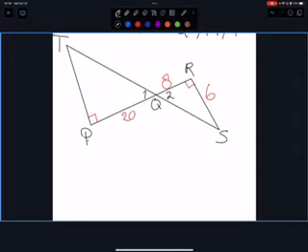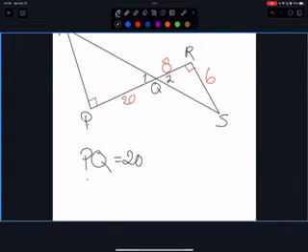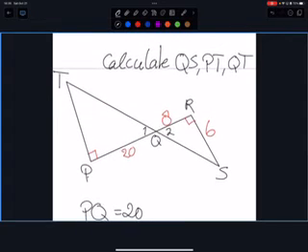So PQ is 20, which represents QR on the other one, which is 8. So you can either do the cross or find the factor difference. You choose which one, and then you tell me the answers to QS, PT, and QT.